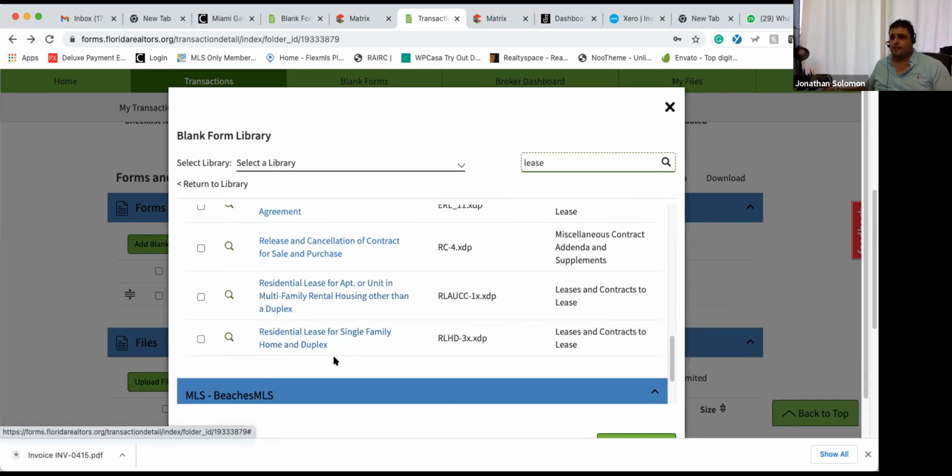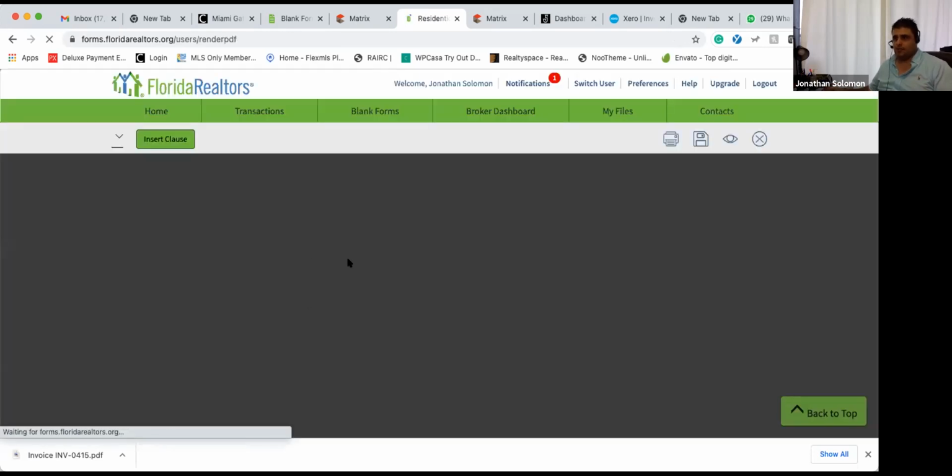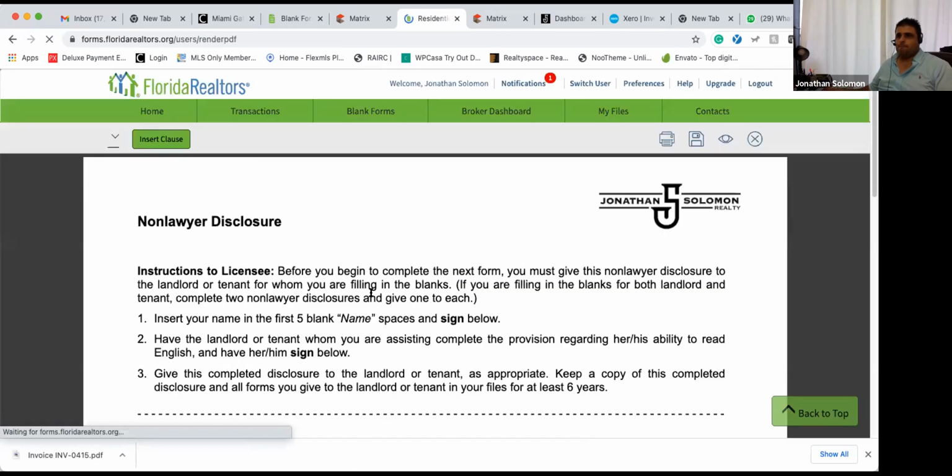The other is the residential lease for single family home and duplexes, meaning any residential building that has two units or less, either a duplex or a single family home. We're going to go with that type of document. So we're going to start with the condo, multi-family or apartments residential lease, and we're going to go over it really quick.